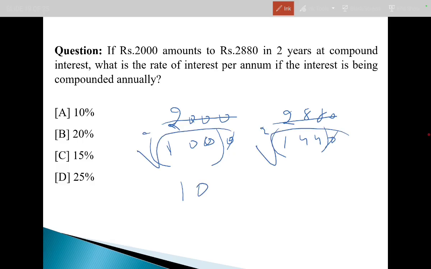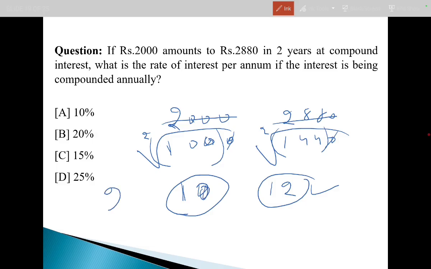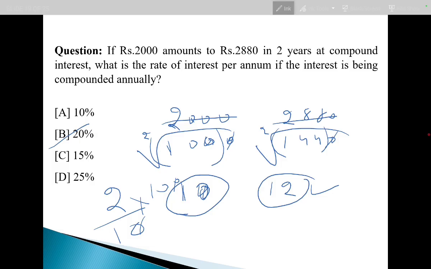Root. So you are getting 10 here and you are getting 12 here, which means on 10 rupees you are getting 12 rupees as amount. Okay. So we have to figure out, in 1 year you are getting 2. So in 1 year what will be your rate of interest? On 10 rupees you are getting 2 rupees as interest. So your rate of interest will be 20% in this question.